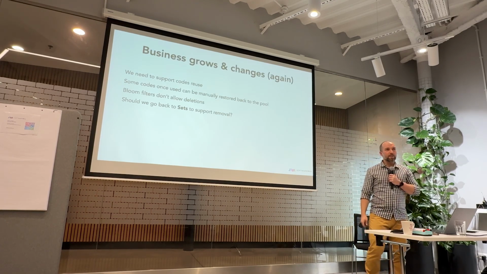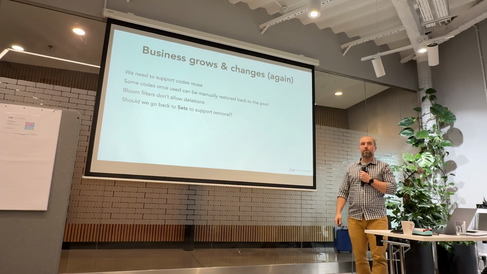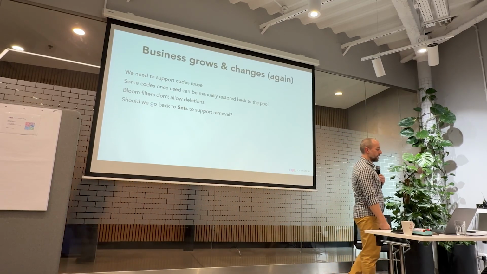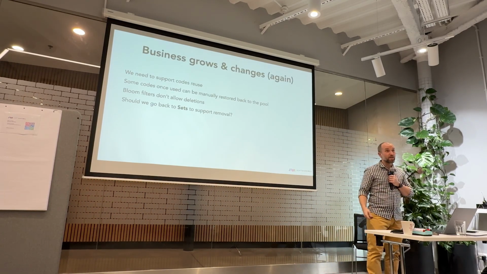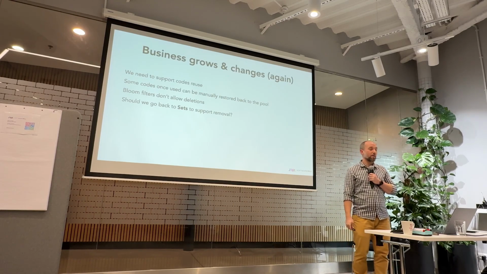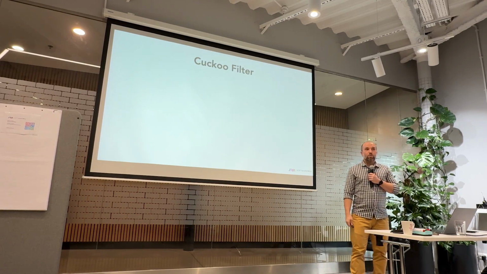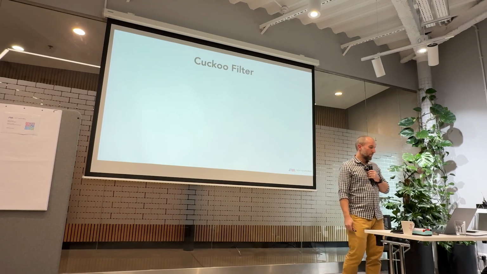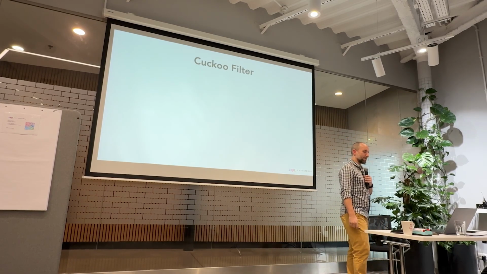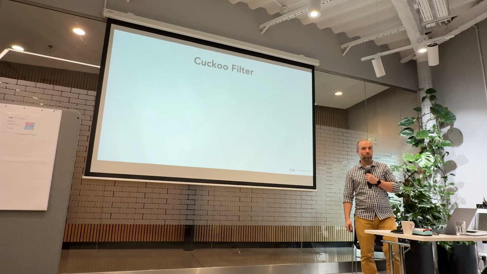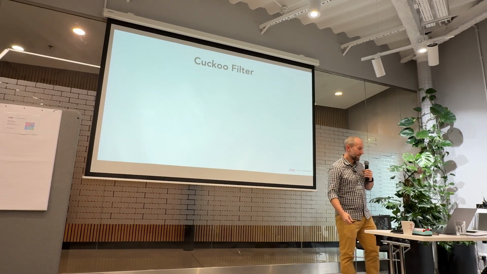So should we go back to sets? Maybe they support deletions, but again, if we have a massive amount of data to support, sets may not be the right choice for us. And there is yet another data structure, the cuckoo filter. By the way, I was wondering what cuckoo is, and it turned out it's a bird, and in Polish it's called kukułka, unsurprisingly.